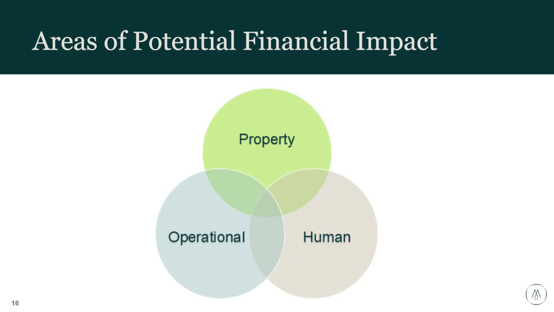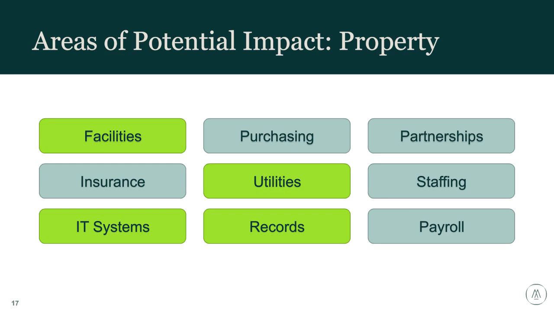In fact, I could probably make the human circle just cover the rest of the Venn diagram because everything involves people here. But we'll start with property. So property impacts, when we think about business continuity, can range from damage, like a fire or a flood, to the less tangible impacts we're seeing from COVID. For example, many of our government clients have had to procure laptops right away and establish VPNs and equip remote workers for the first time.